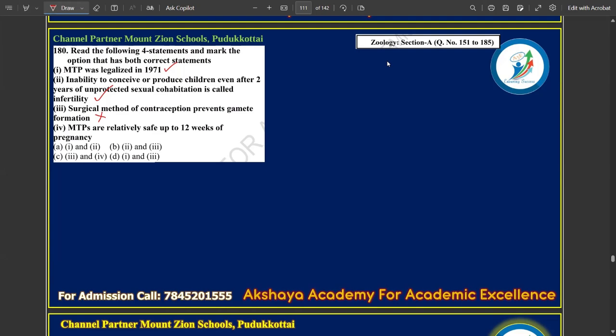MTP is legalized, safe up to 12 weeks of pregnancy. This is also true. We need to find the pair of statements where both are correct. So here 1 and 2 are correct. Yes, 1 is correct, 2 is also correct. 2 and 3 is not correct, 3 is not correct. So your option will be option A. Answer A.